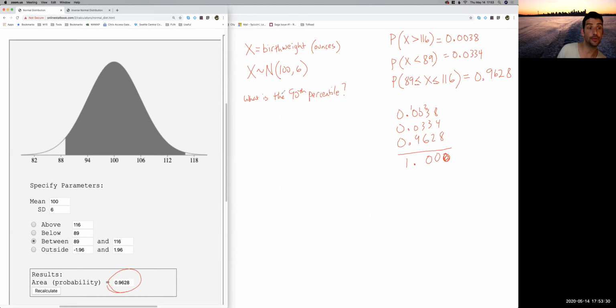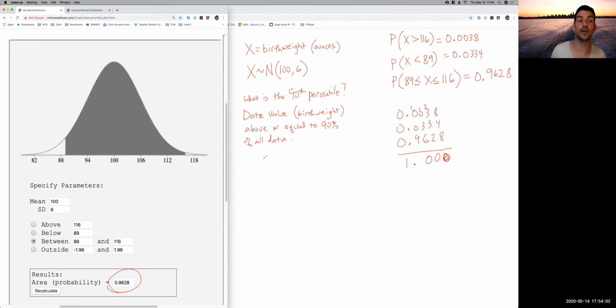Okay. So first we have to remember what the 90th percentile means. That means it's the data value, that in our case means a birth weight, above or equal to 90% of all data, right? Of all birth weights, right? So in other words, if a baby is born, we want to know what weight would that baby be in order to be above or equal to all the other birth weights, okay?